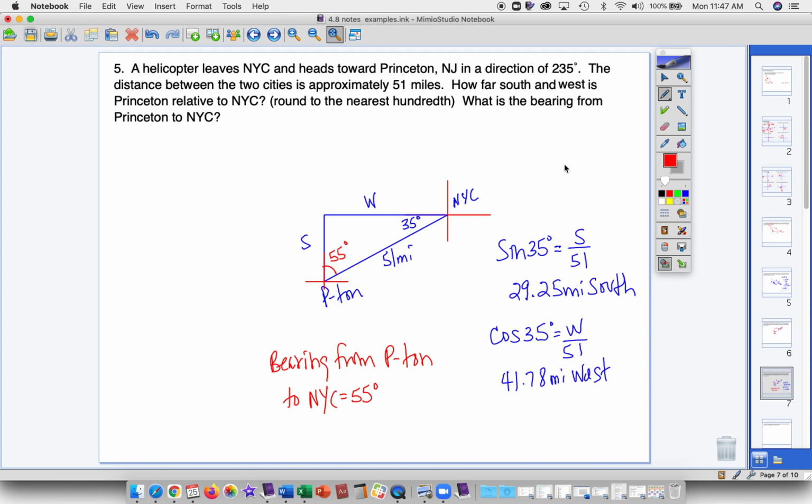So that's really it for this lesson. The only new thing is the bearing angles. You're going to see angles of elevation and depression again as well, but this was really the only new thing for the section.